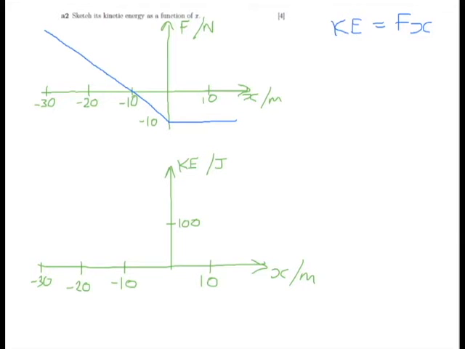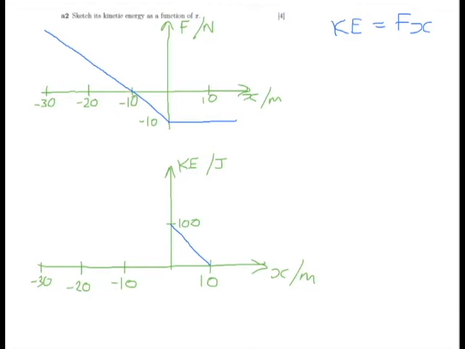And there's going to be a steady increase in that kinetic energy because there is a steady force being applied to it. So we can sketch this first part of the graph, a straight line up to 100 joules. Now, the rest of the graph is a little bit trickier. We know that something significant is happening at this point here.